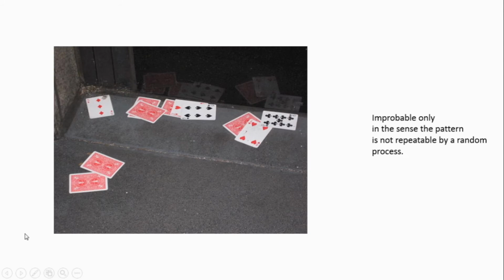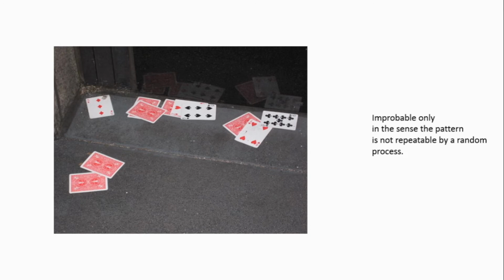Now a little bit about probability. I'm just going to zoom out a little bit and talk about probabilities in general. If we had a deck of cards and we randomly picked out several cards, and then just threw the cards on the porch, you would get a pattern like this. It would be correct to say that this is an improbable pattern, but only in the sense that the pattern is not repeatable by a random process. Meaning if you took back these cards, put them back in the deck, shuffled the deck, and then grabbed another set of random cards and threw them on the porch, it'd be very unlikely you'd get exactly that pattern.